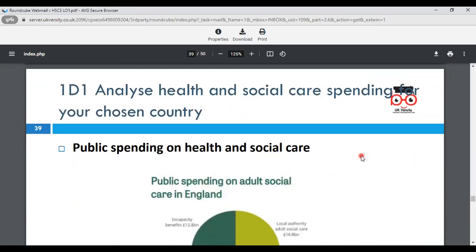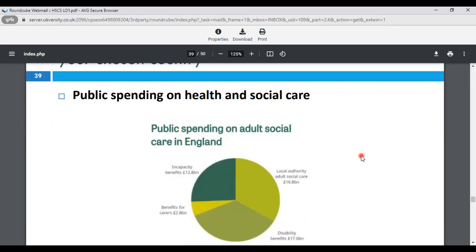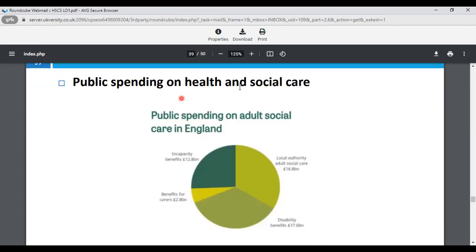So then we analyze how health and social care spending within your chosen country works. So, public spending on adult social care. Now, these graphs are very helpful. This is a pie chart. You can use pie charts for your chosen country as well. There's published data on them, so you can always use them. You'll just have to document where you've taken them from. That's a reference that you would give.